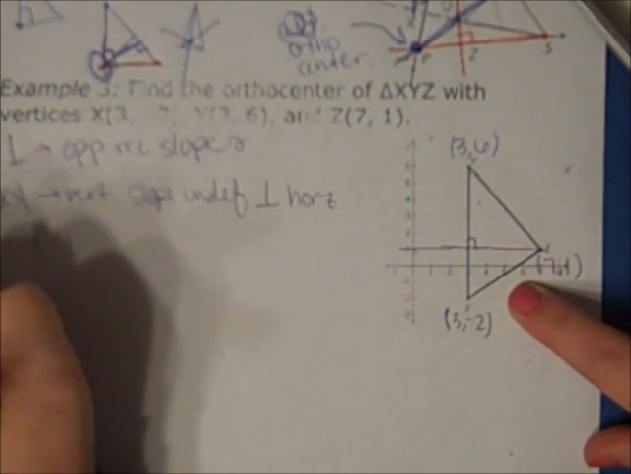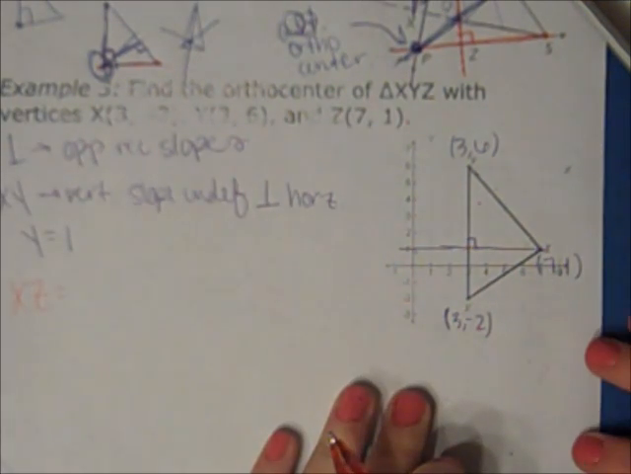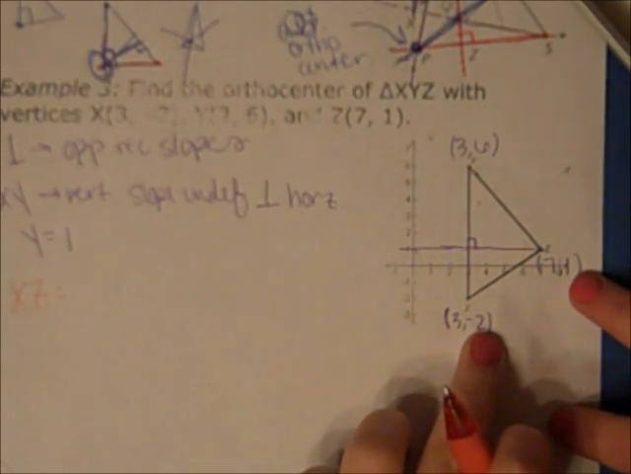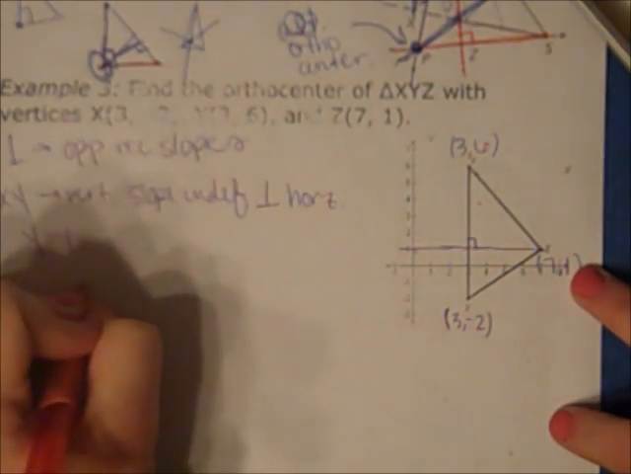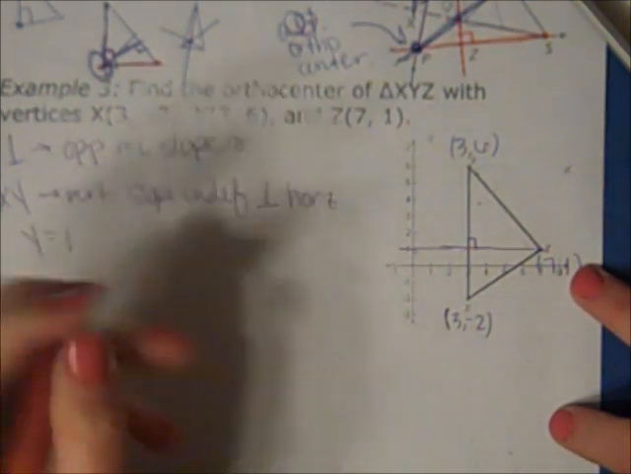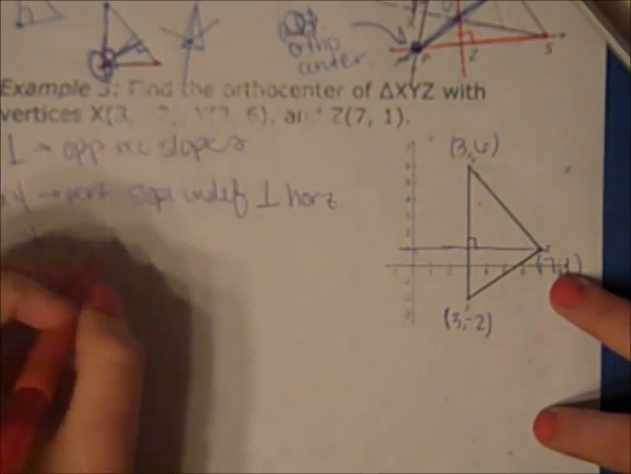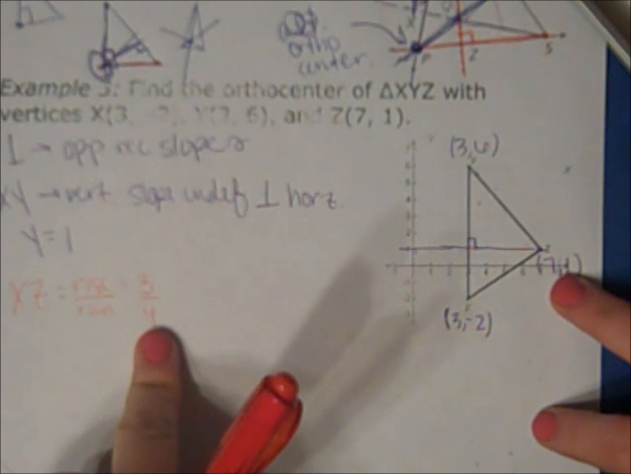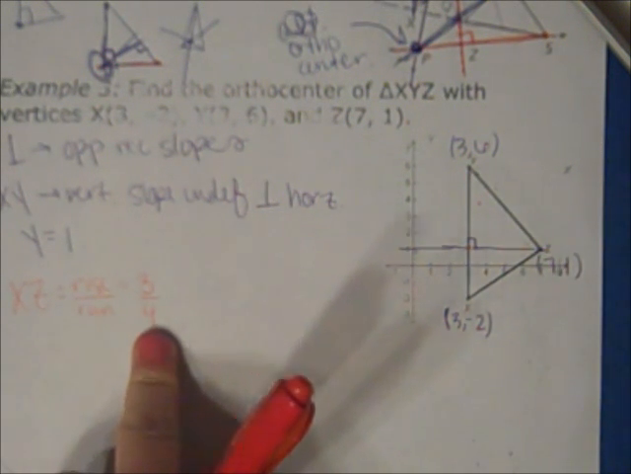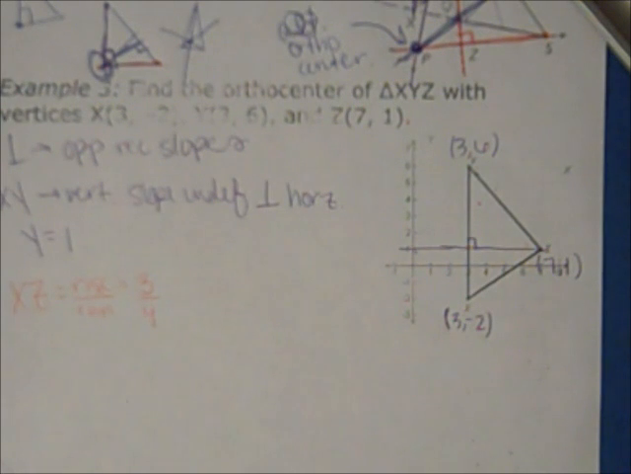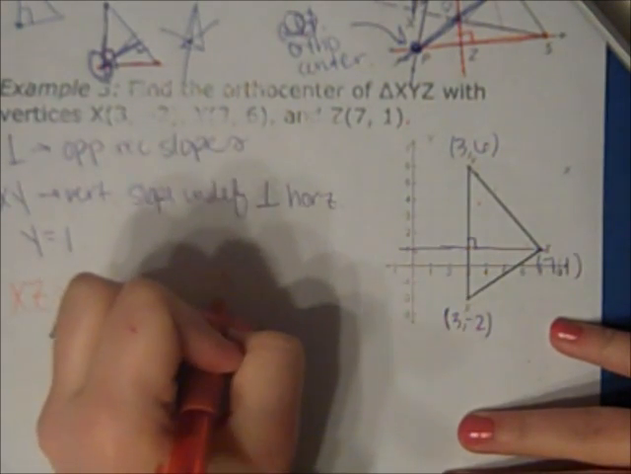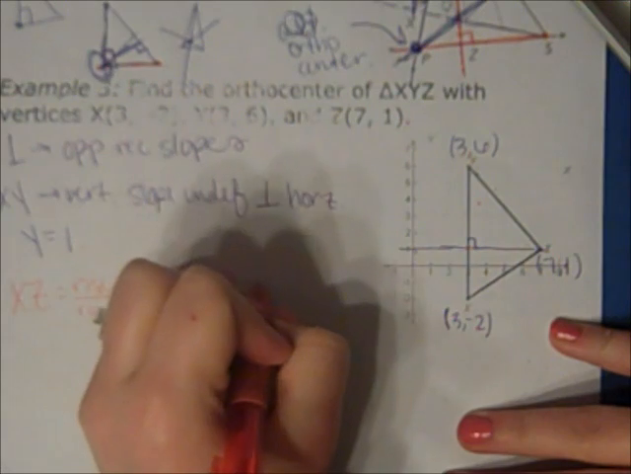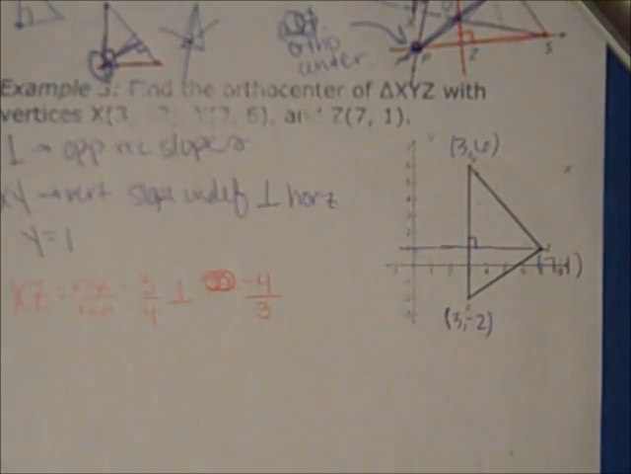So I'm going to do this one down here at the bottom. So I'm doing XZ. The first thing I want to do is find the slope, so I'm going to count. From -2 to 1, that has a rise of 3. And from 3 over to 7, that has a run of 4. So XZ has a slope of 3/4. So I want to be perpendicular to that, so we're going to do the opposite reciprocal slope, a slope of -4/3.